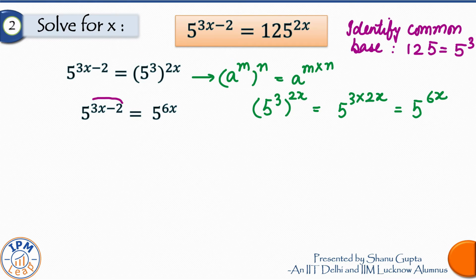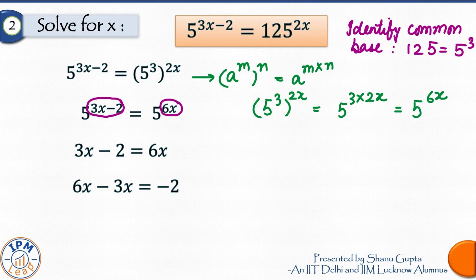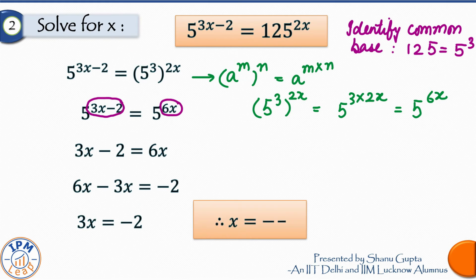This means the exponents are also equal. So 3x minus 2 is equal to 6x. And rearranging the terms, we have 6x minus 3x is equal to minus 2. 3x is equal to minus 2. Therefore, x is equal to minus 2 upon 3.